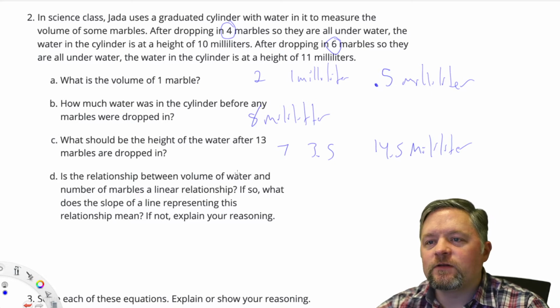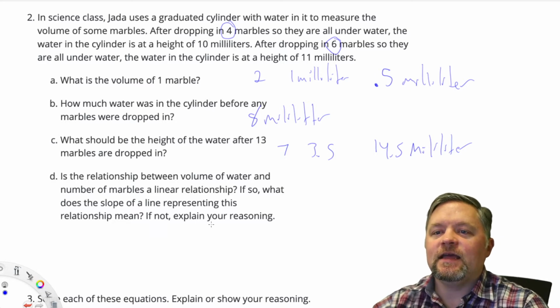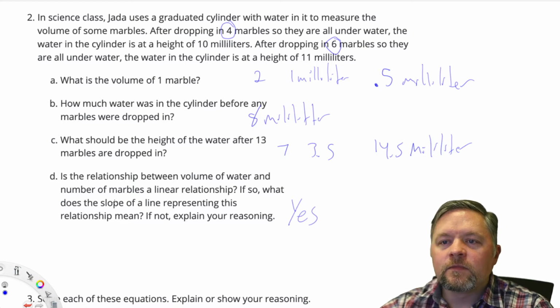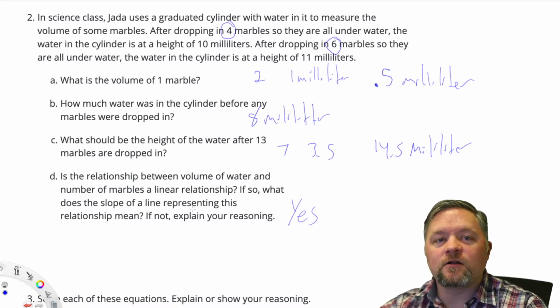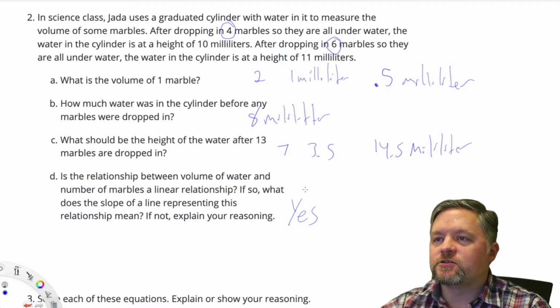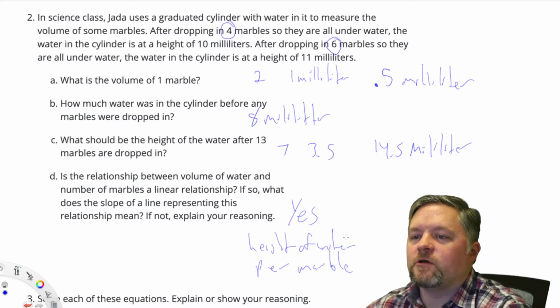Is the relationship between volume of water and number of marbles a linear relationship? If so, what does the slope of a line representing this relationship mean? Is it a linear relationship? Yes. What does the slope mean? The slope is the height of water per marble, or milliliters of water per marble. Height of the water per marble.